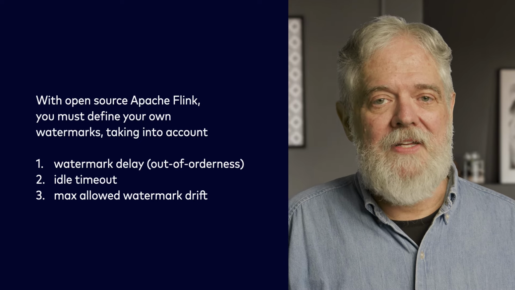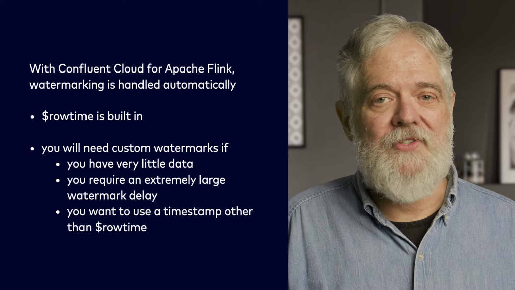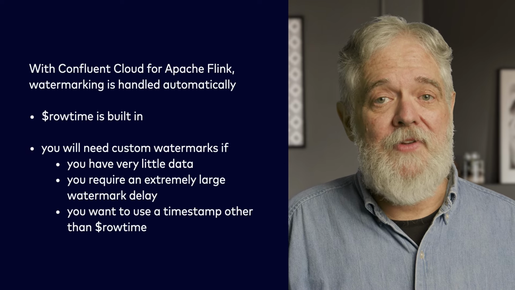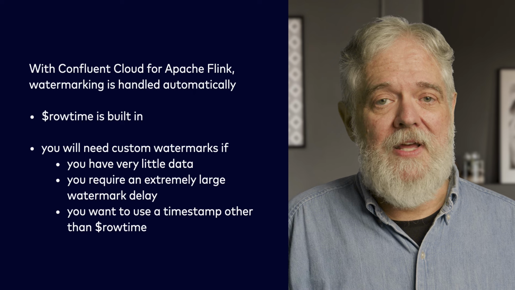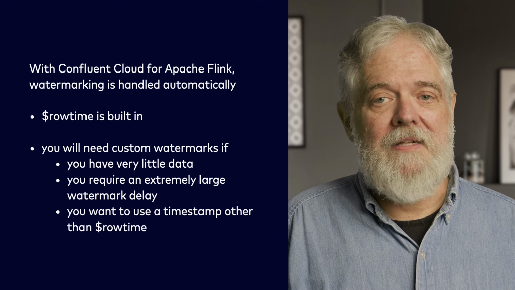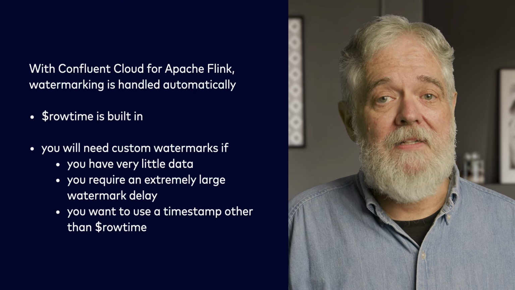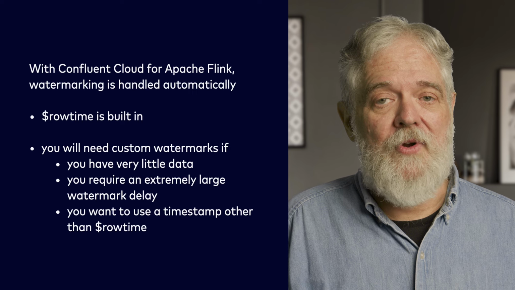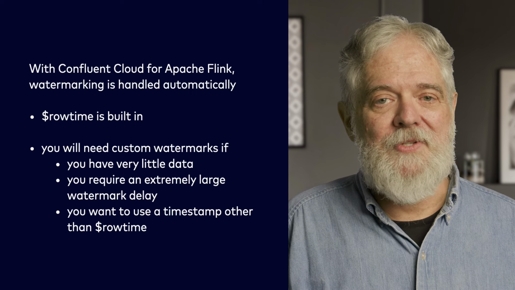On the other hand, if you're using Confluent Cloud for Apache Flink, it will take care of these three parameters for you by observing the behavior of your streams and setting appropriate values. It automatically sets the watermark delay, idle timeout, and watermark alignment for you, ensuring that your pipelines will always make progress and do so efficiently.